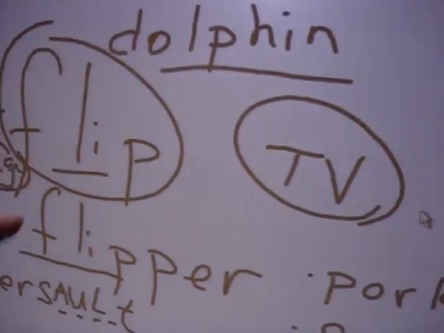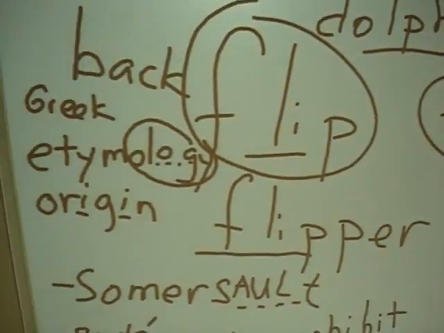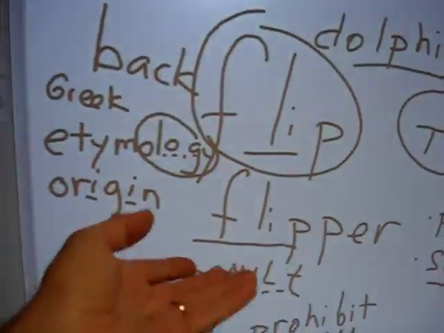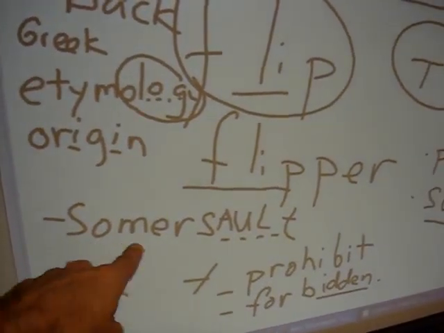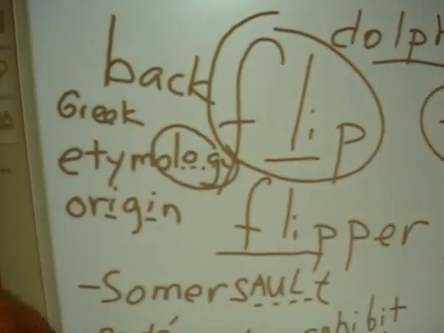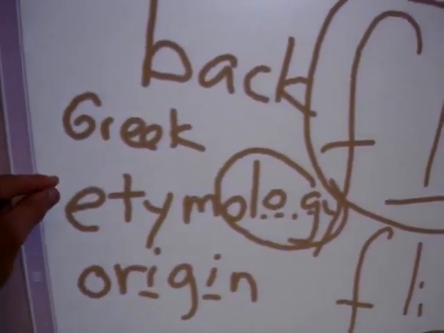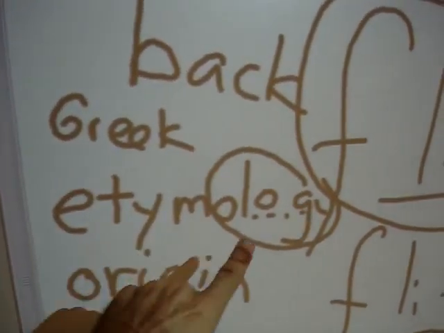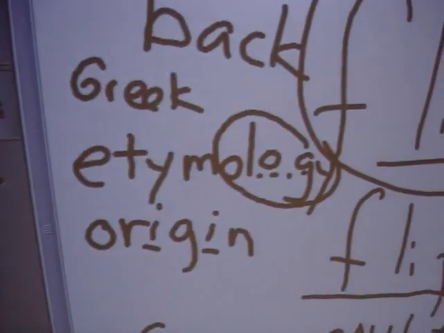And then there was a famous dolphin who is Flipper. And then we talk about flip. If you flip over, you can do a somersault. So there's somersault and flip. We started to talk about origins and the etymology, the study of origins of words. It's very interesting.